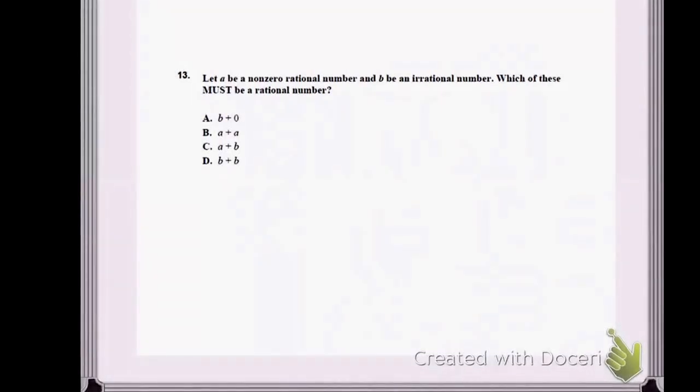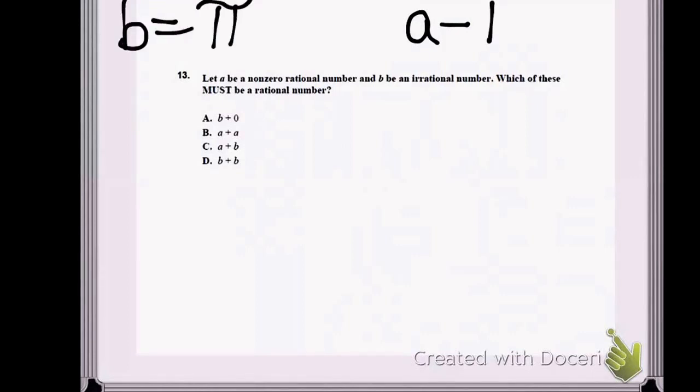Let A be a non-zero rational number. Let B be an irrational number. So usually what I do is I let 1 be my rational number, and I let B be my irrational number, my favorite irrational number is pi. Which of these must be a rational number?